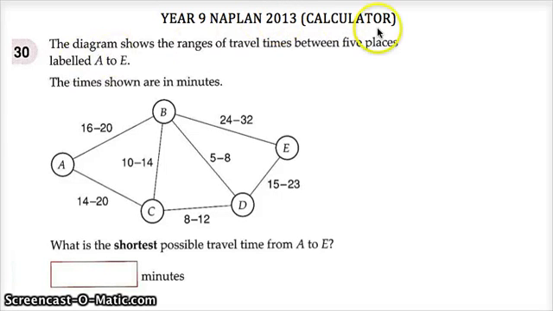The 2013 calculator paper, question 30. The diagram shows the ranges of travel times between 5 places labelled A to E. So we've got A, B, C, D, E. The times are shown in minutes.